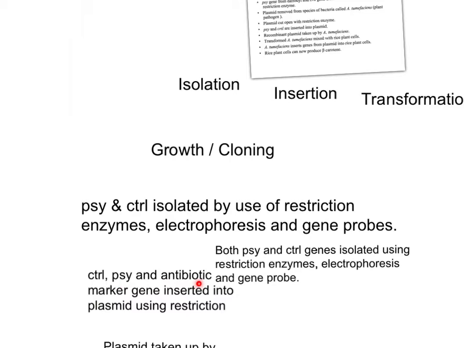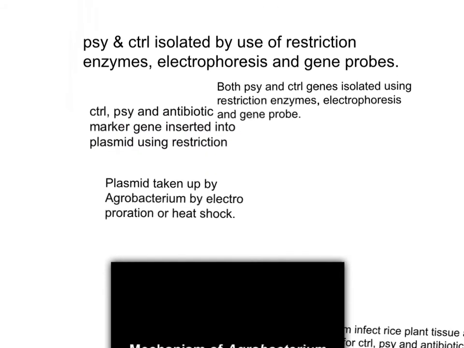We would put all of those into our plasmid. What we then do is the plasmid would then have to be taken up, first of all, by these special bacteria, this agrobacterium, which is, as I say, a particular type of bacterium which acts as a plant pathogen. Okay, and that can be done by electroporation or heat shock treatment, which we have talked about in previous slides. Okay, and then what would happen?